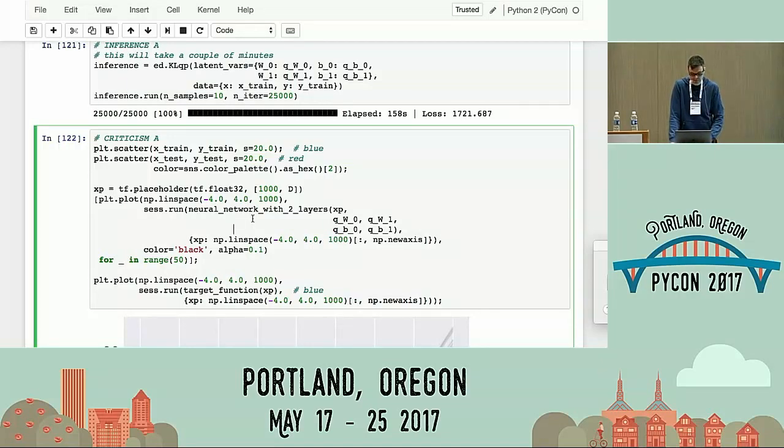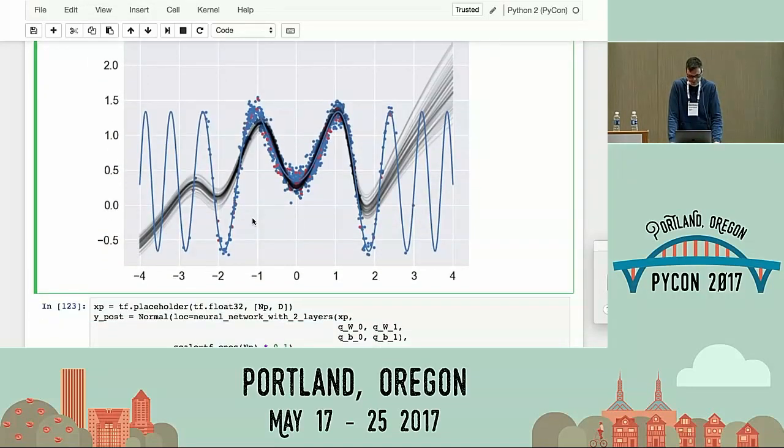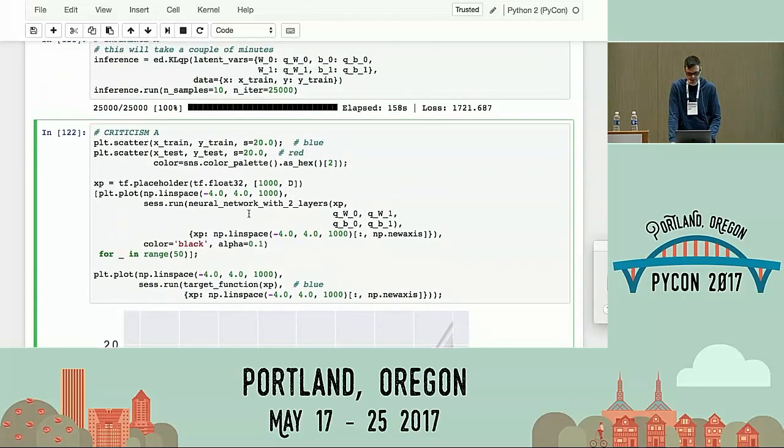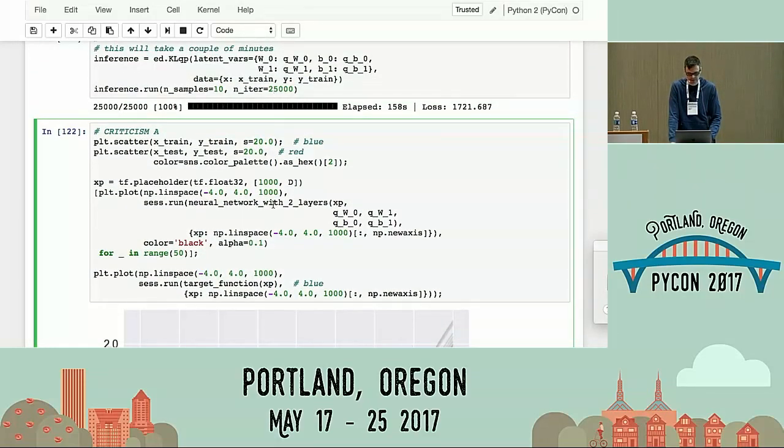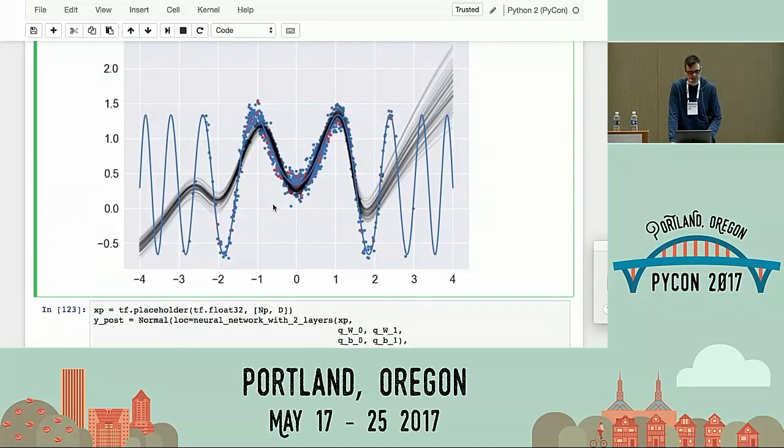Oh, it's done. Yeah, so there we go. It's not perfect, but you see it captures the structure to some degree. And I think if you ran this for longer, so if you increase the number of iterations here, you would see that it better and better approximates the target function.